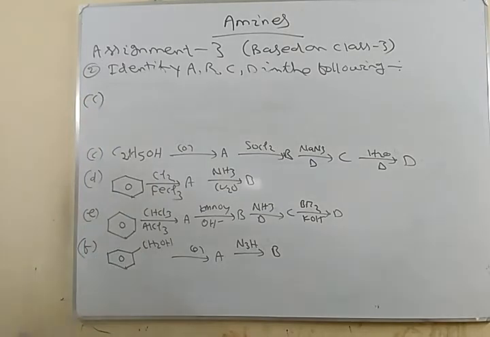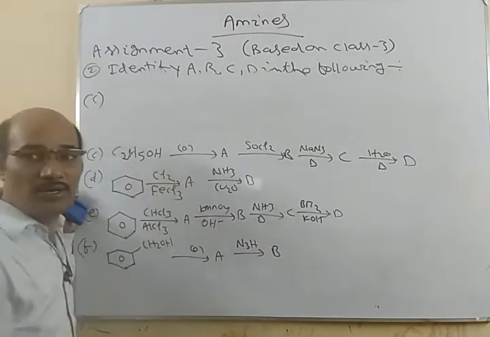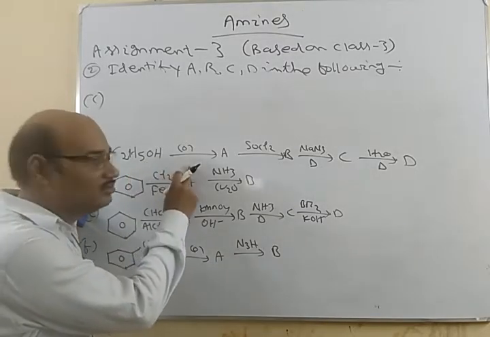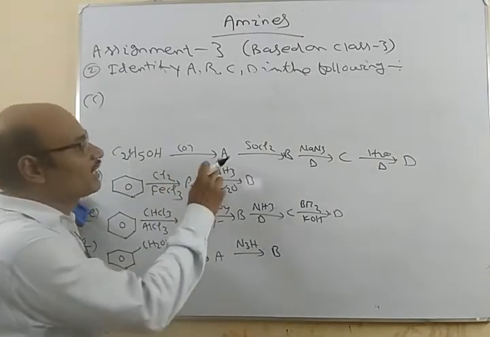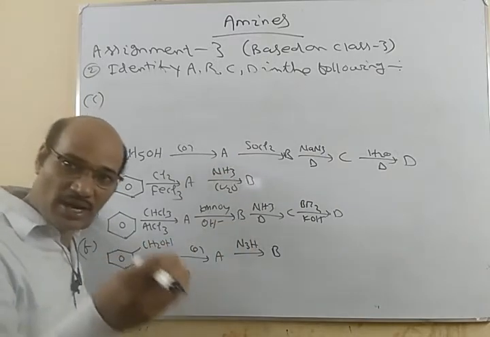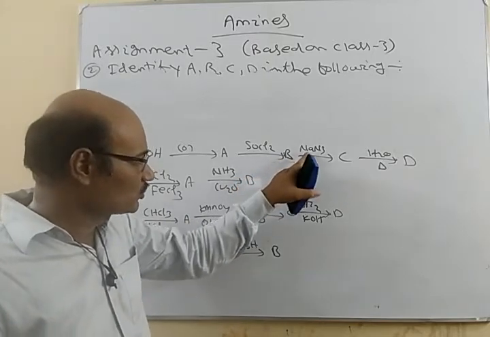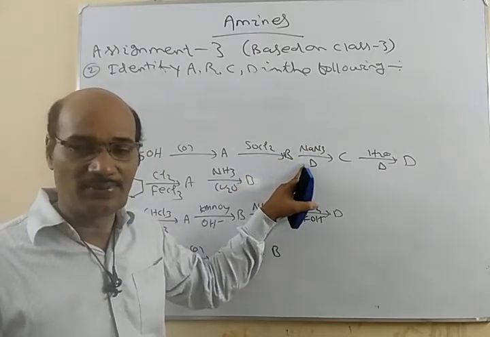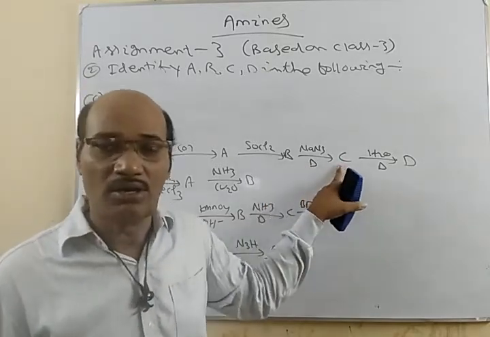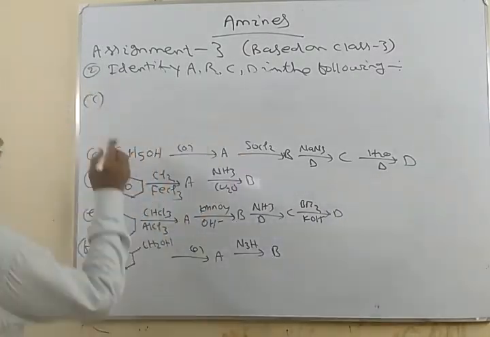C. Now ethyl alcohol. Ethyl alcohol undergoes oxidation and will give what? Carboxylic acid. Alcohol, oxidation, carboxylic acid. Now carboxylic acid with SOCl2 will give what? Acid chloride, RCOCl. Now when acid chloride reacts with sodium azide, it will give what? Acetyl azide. And this acetyl azide on hitting with water will give what? Amine.